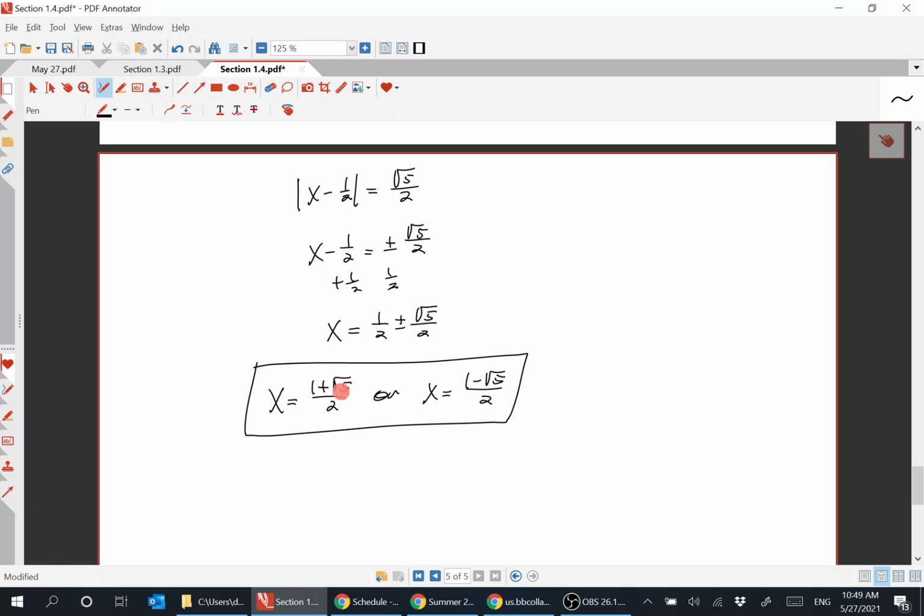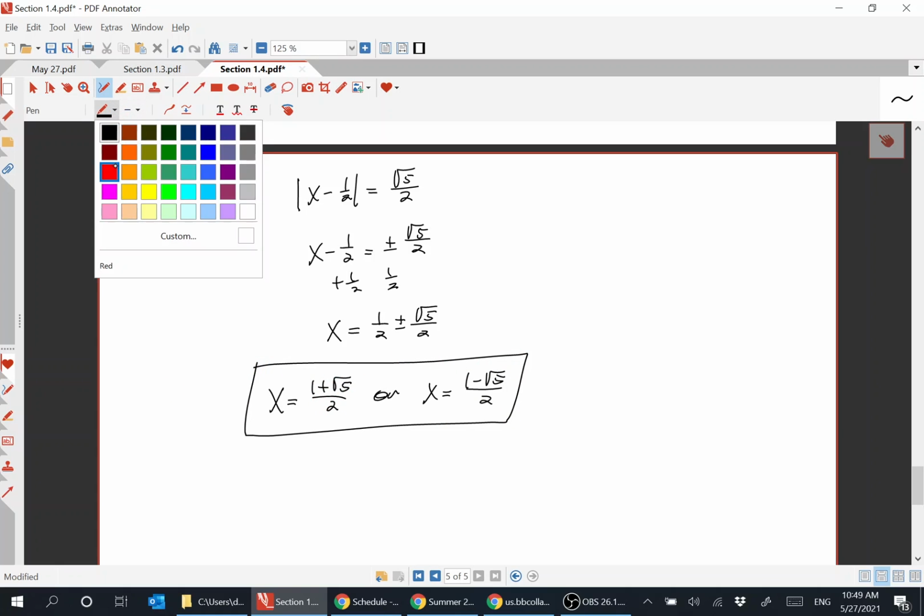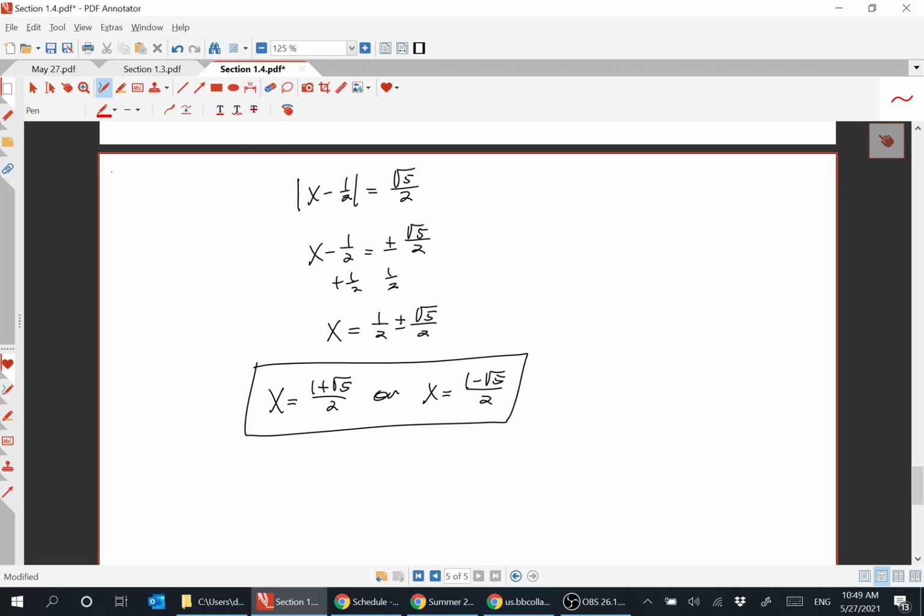Does anyone know what this number's name is? That's actually a number with a name. Not as famous as pi or Euler's constant e. This number, anyone know what it's called?